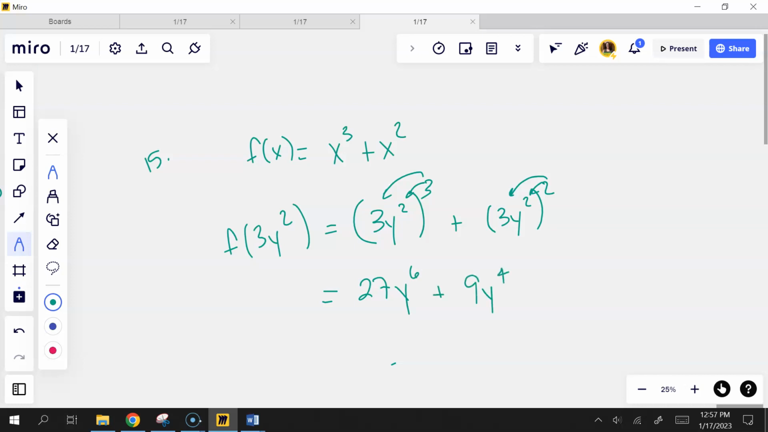So I think, Christina, this is what you were asking. Because they're not like terms, I can't combine them. If it asks you to factor, but it didn't, so I'd just stop here. You're done. This is just evaluate, so just tell what it equals.